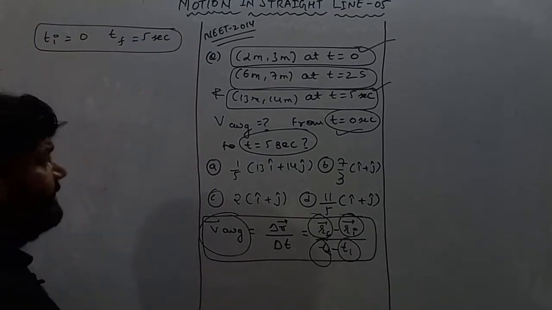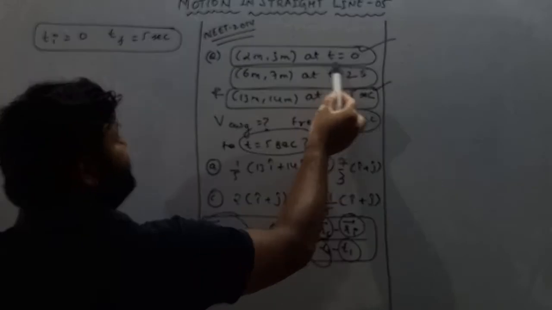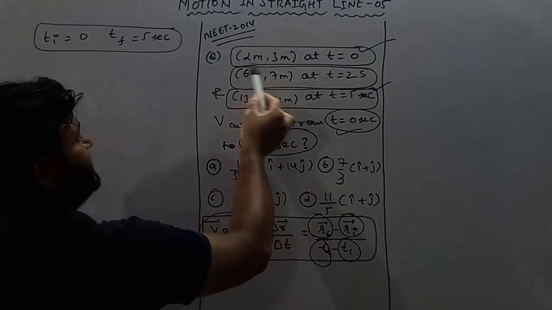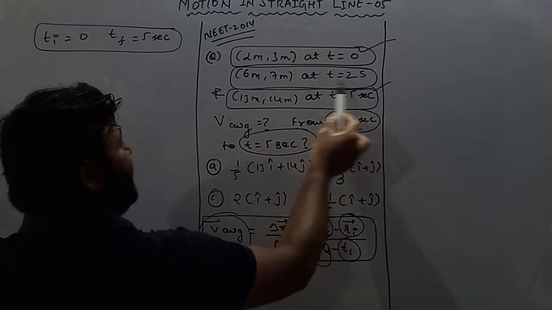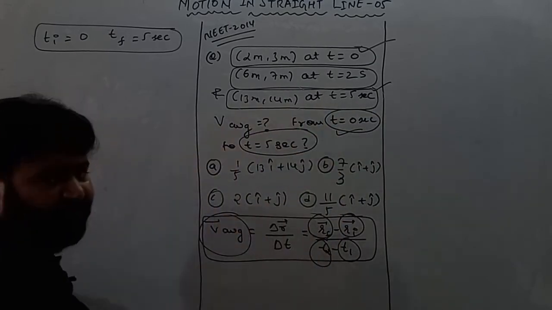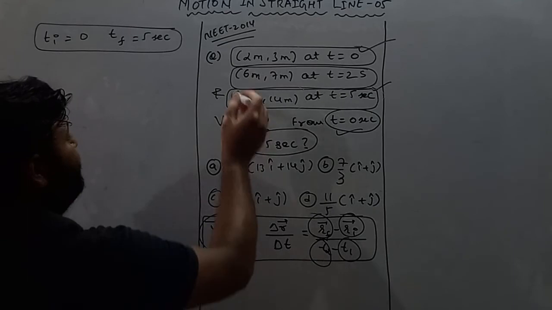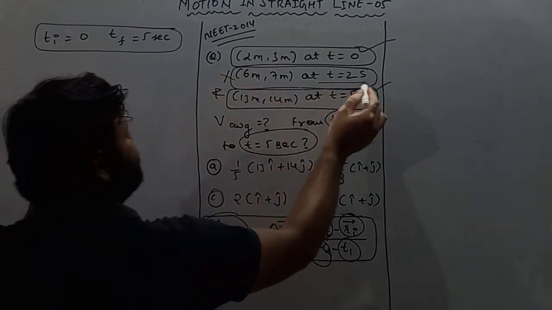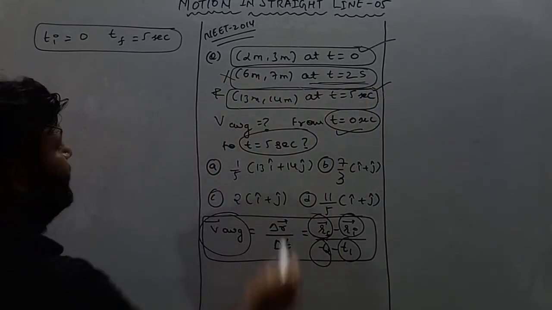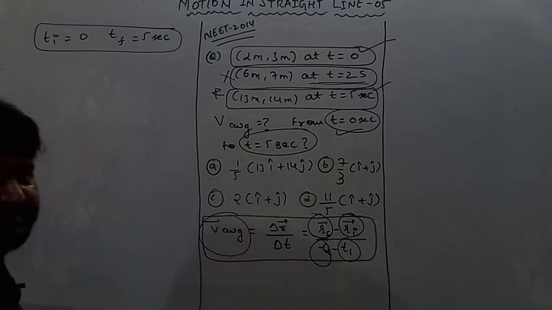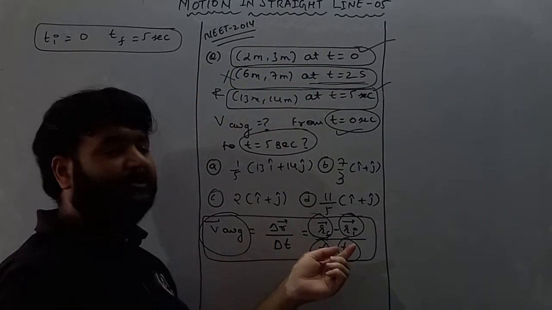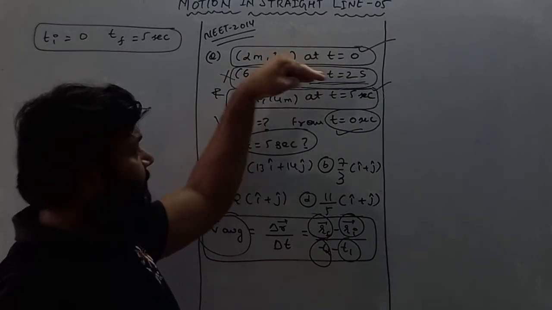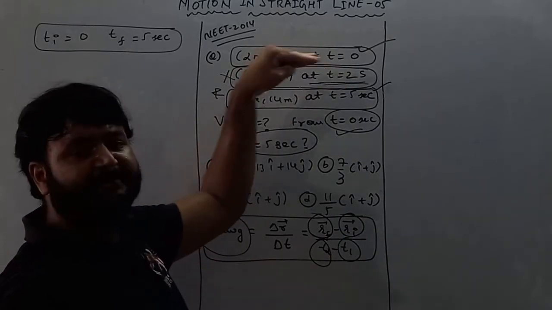Now moving forward, see the position at t equals 0 is 2 meter comma 3 meter and the position at 5 second, which is the final time, is 13 meter comma 14 meter. So simple, we do not need the coordinate at time t equals 2 second, because we have no requirement in the formula for the coordinates in between, or you can say the intermediate time.